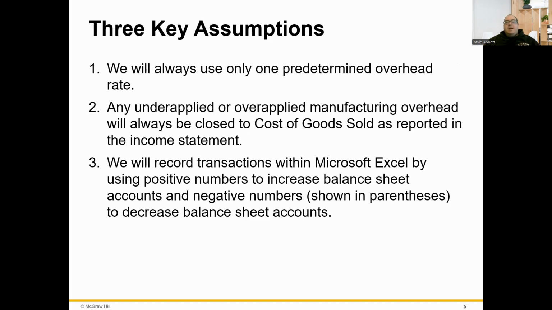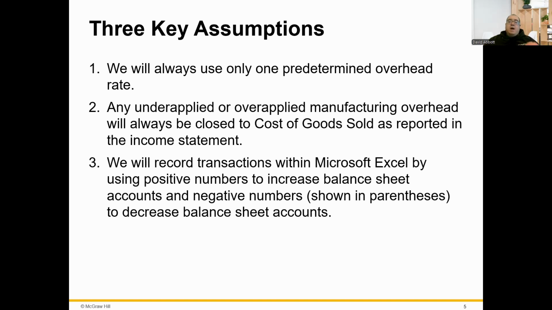So we have three key assumptions. They are that we will always only use one predetermined overhead rate, and that any underapplied or overapplied overhead will always be close to the cost of goods sold. So we're just going to do that. We're not going to worry about how we talked about a little bit ago that there was another way you could allocate it in proportion. We're not doing that. We're just going to go ahead.